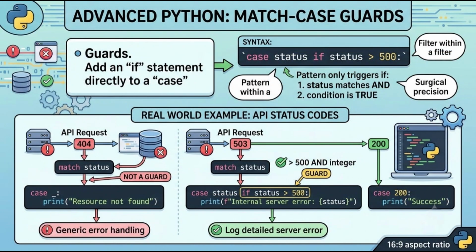Now for the advanced stuff: guards. You can add an if statement directly to a case. case status if status > 500. This pattern only triggers if the status matches and the condition is true. It's like a filter within a filter, giving you surgical precision.